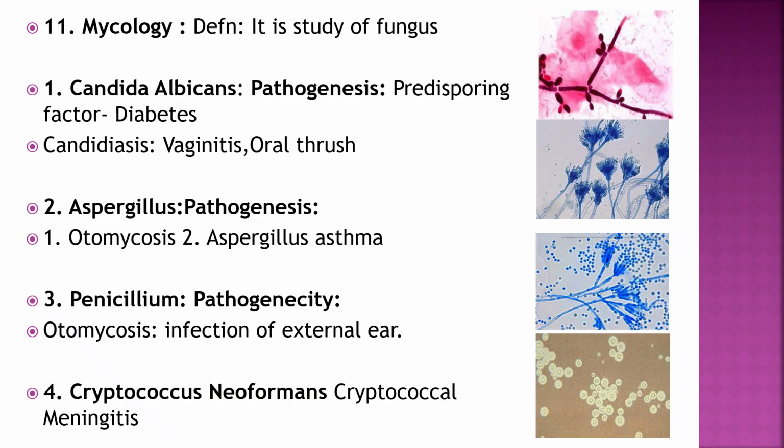A few examples. First is Candida albicans. It causes candidiasis, vaginitis, and oral thrush is common. Oral thrush means white patches you can see over the oral mucosa, and in vaginitis you can see vaginal discharge of Candida albicans. Then second is Aspergillus. It causes aspergillus asthma or otomycosis, that is ear infection. Then Penicillium, it causes otomycosis, that is infection of the external ear. Then Cryptococcus neoformans, it causes cryptococcal meningitis, and this fungus is commonly associated with AIDS as an opportunistic infection.